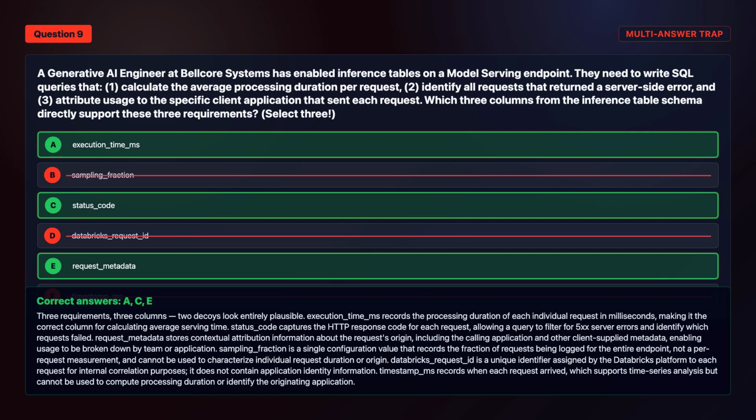Sampling_fraction is a single configuration value that records the fraction of requests being logged for the entire endpoint, not a per-request measurement, and cannot be used to characterize individual request duration or origin. Databricks_request_id is a unique identifier assigned by the Databricks platform to each request for internal correlation purposes. It does not contain application identity information. Timestamp_ms records when each request arrived, which supports time series analysis but cannot be used to compute processing duration or identify the originating application.